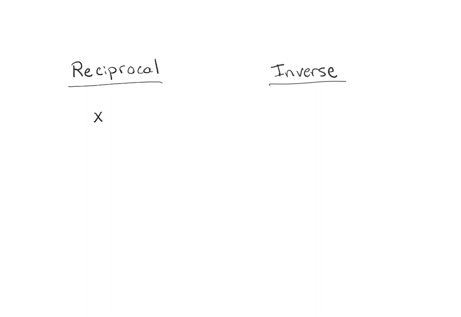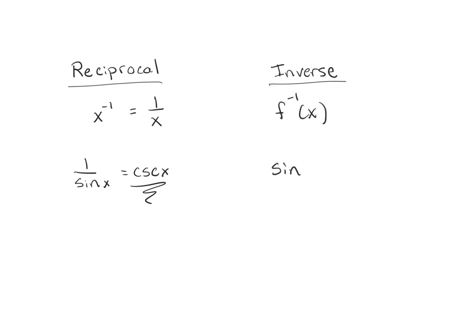If you have x to the power of -1, that is a reciprocal, 1 over x. And if we're dealing with trig functions, think 1 over sine of x is cosecant of x. So these are reciprocal functions, not inverse functions. Inverse is when we're taking a function to the power of -1. So that's the difference. When we're dealing with trig, it's sine to the power of -1.